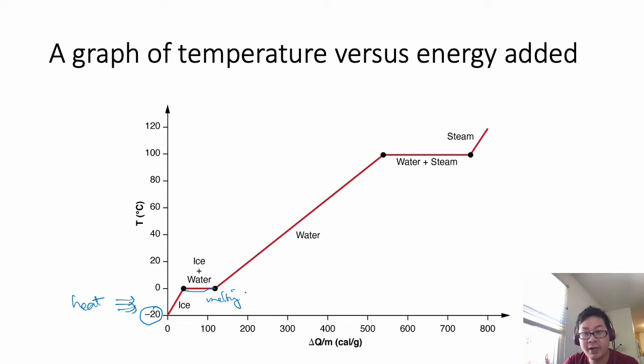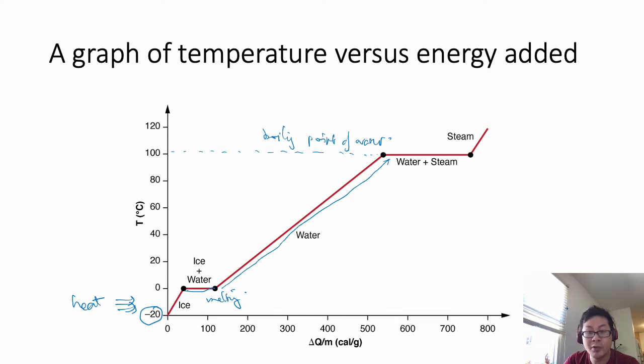When all the ice has melted into liquid water, the temperature will continue to increase if we continue to add more heat. And then when it reaches 100 Celsius, the boiling point of water, right now the temperature still does not change.